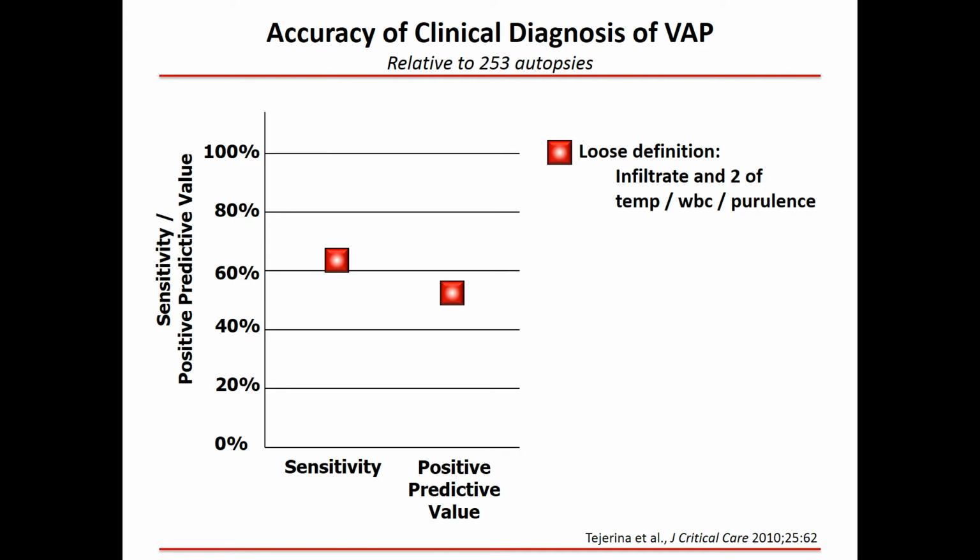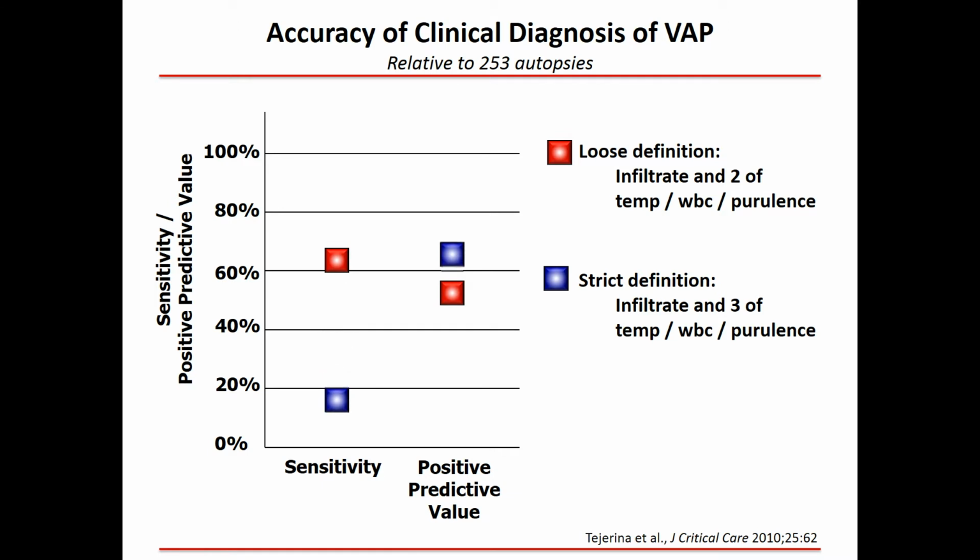So these investigators took it up a notch, and they also applied a strict definition with an infiltrate in all 3 of abnormal temperature, abnormal white blood cell count, purulent secretions. Think to yourself again about that constellation of signs, infiltrate and fever, leukocytosis, purulent secretions. I don't think anybody in the wards at that moment is hesitating to treat that patient with broad-spectrum antibiotics. Yet when we look at the performance of that constellation relative to histology, what do we see? It drops the sensitivity down to below 20% and barely budges the positive predictive value.